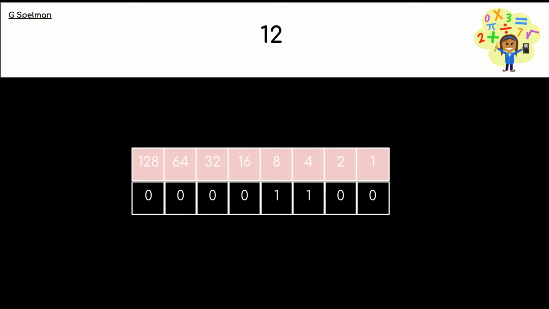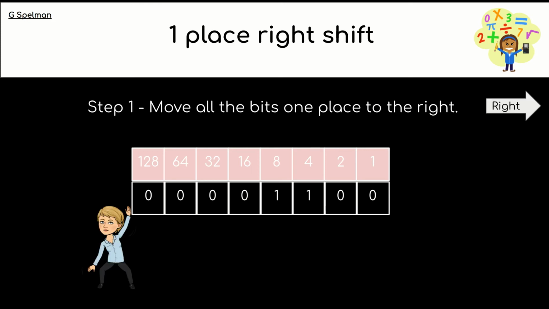First of all, can you work out what this number is in denary? Of course you can, it's 12. We have 8 has got a 1 underneath it and so has 4. So 8 plus 4 is 12. The 128 column is the most significant bit and the least significant bit is the ones column. And we're going to be using this terminology throughout this video. Okay, let's get on with it.